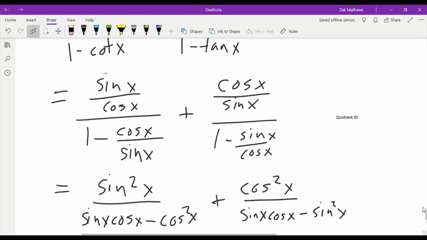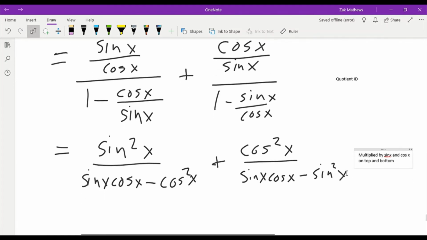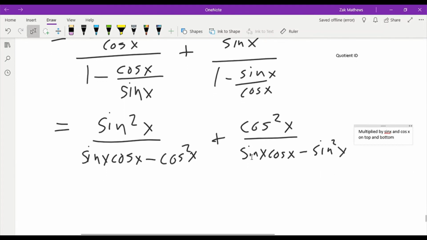So my explanation here: I multiplied by the common denominator, or I multiplied by sine x and cosine x, on top and bottom. I like to do the explanations as I'm going because that way I don't forget about them.